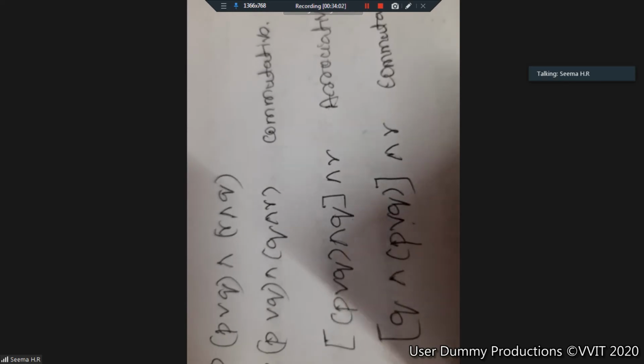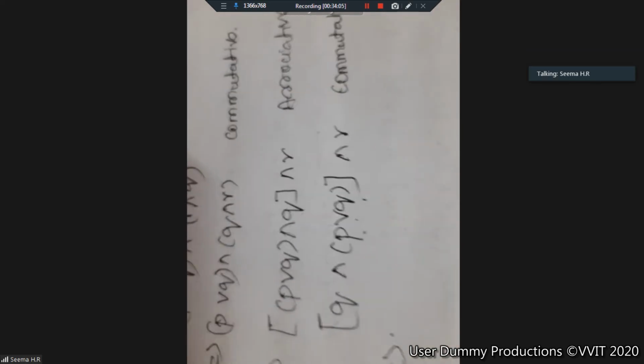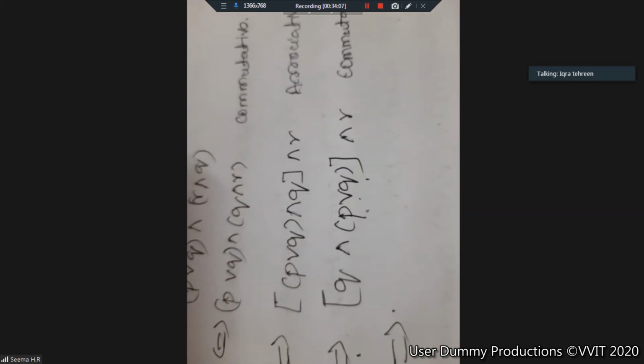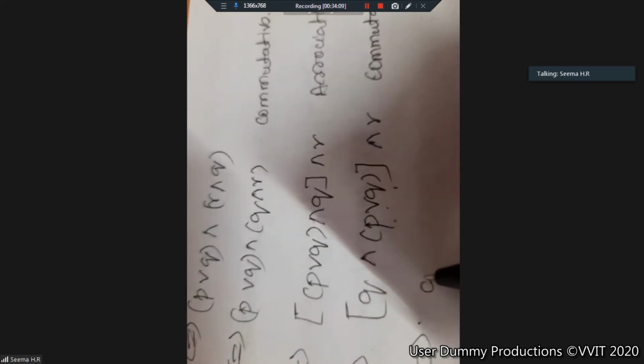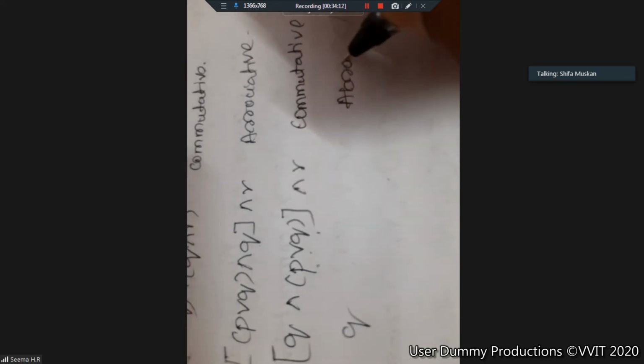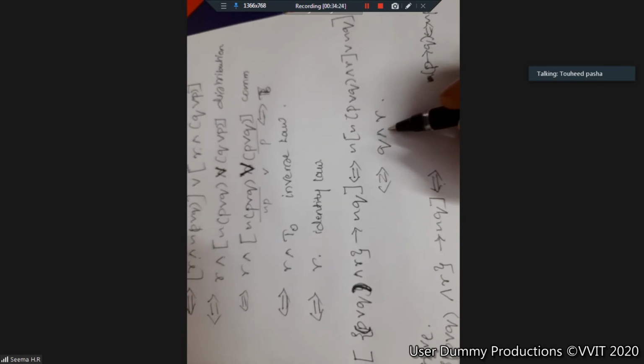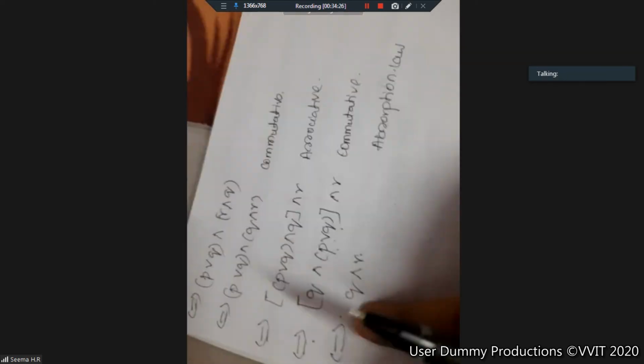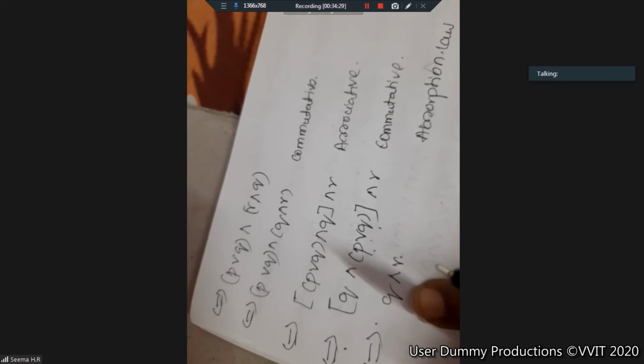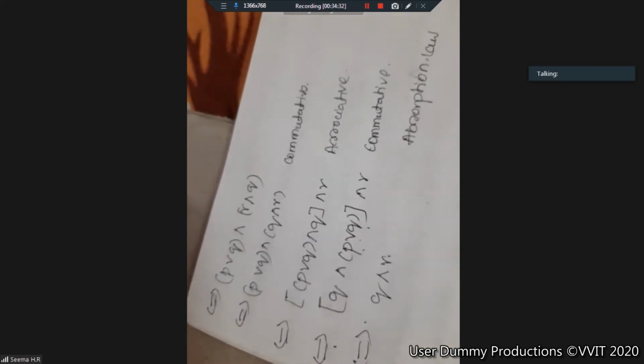Now what is Q and P or Q? Q, because of absorption law. So we finally got Q and R. So what are we required to show? Q and R. What did we get? Go through it. If you have any doubt, you can ask.